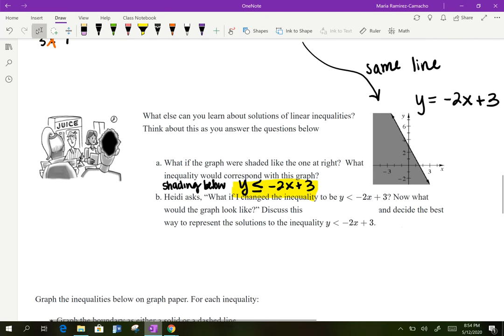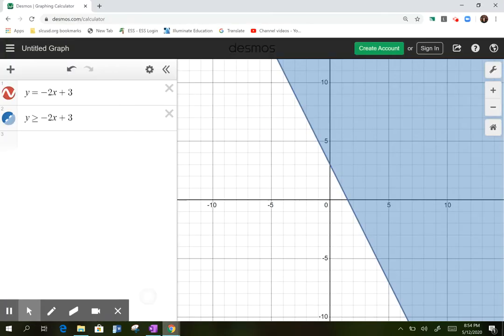Part B says, Heidi asks, what if I changed the inequality to be y is less than -2x plus 3? Now what would the graph look like? Discuss this and decide the best way to represent the solutions to the inequality y is less than -2x plus 3. So what would change? If I'm going from less than or equal to strictly less than, how would that change the graph? Well, let's see if Desmos can tell us.